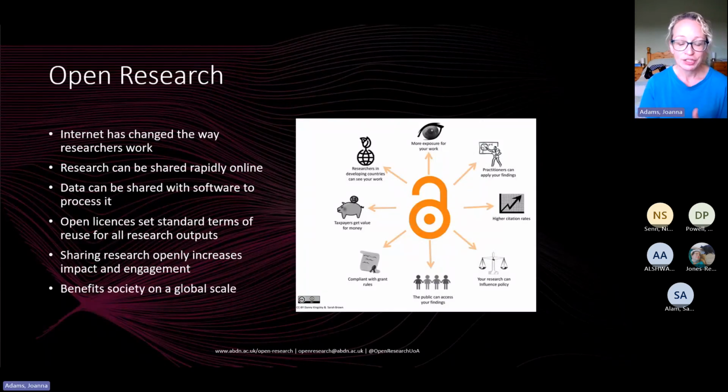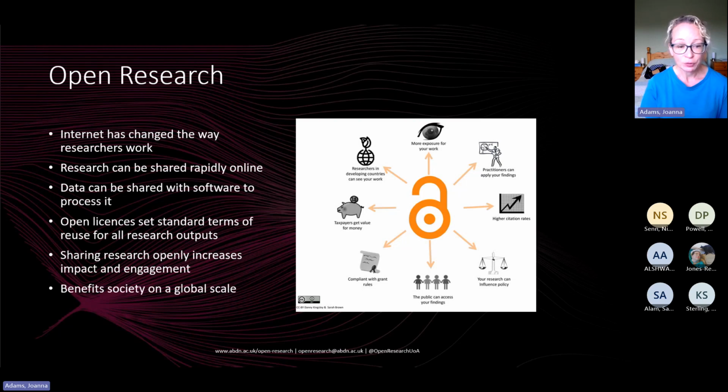So, open research just means making your research openly available for anyone with an internet connection to find, and making it open under a license that allows reuse and sharing under certain conditions. The internet has changed the way that researchers work. Previously, we would have relied on print journals, but now research can be shared rapidly online, and we can also share the underlying research data with software and code to process it. Open licenses set out standard terms of reuse for all research outputs, including articles, data, software, etc.